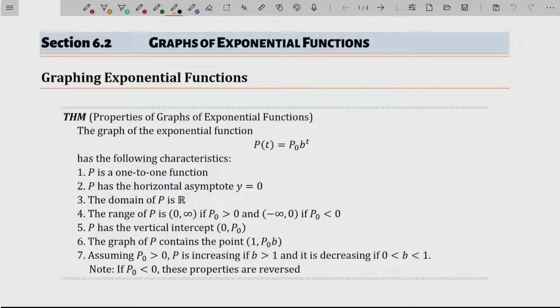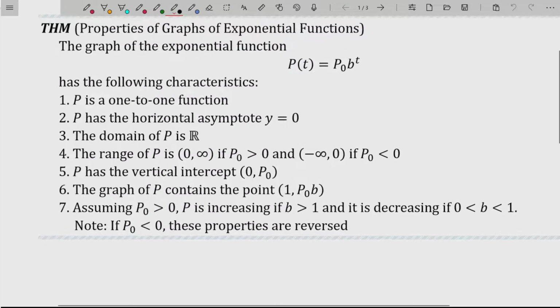And because most of us struggle with graphing, it's important we spend some time reviewing this. And again, this should be review. So graphing exponential functions. As you should recall, but if you don't, here it is. There are some properties or characteristics of graphs of exponential functions.